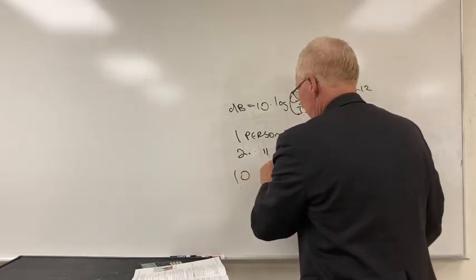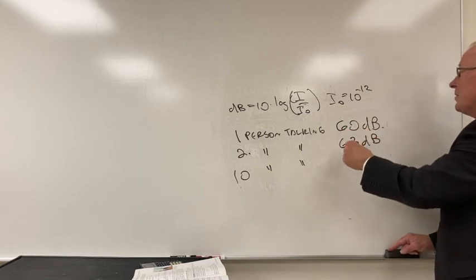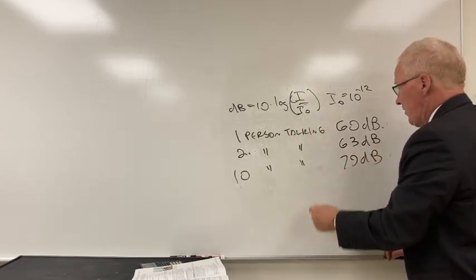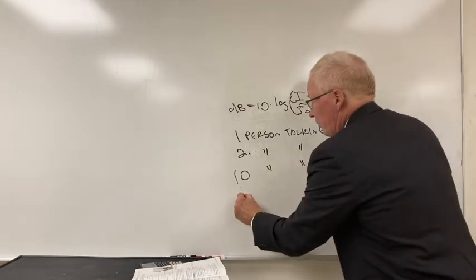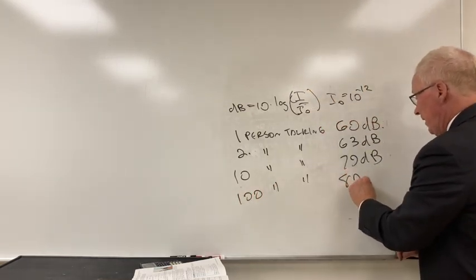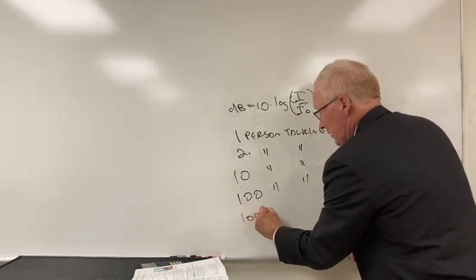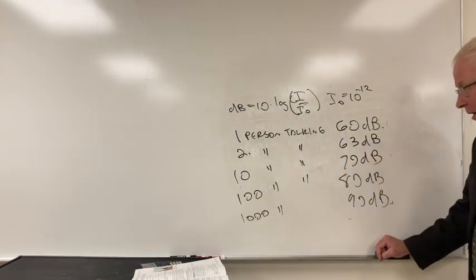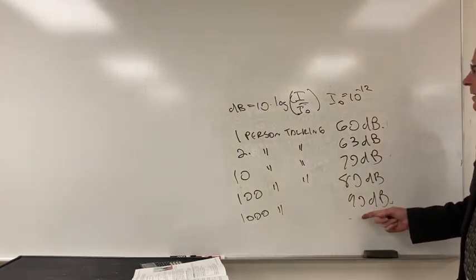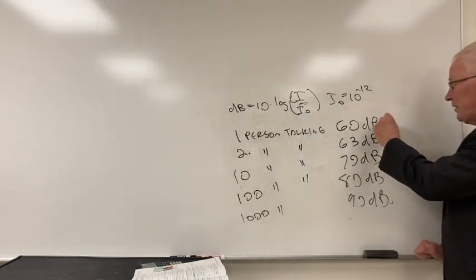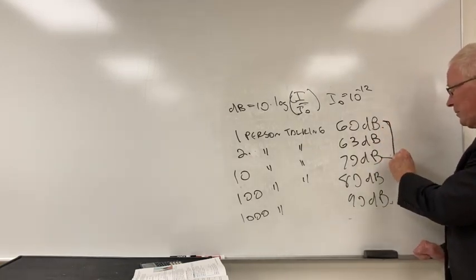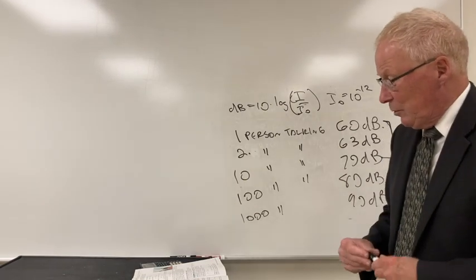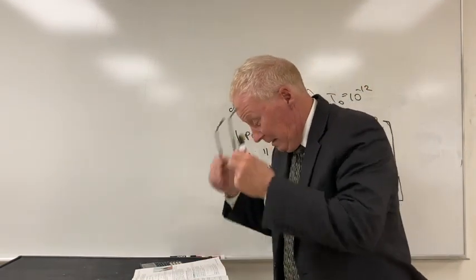If we have 10 people talking, it's going to be 10 times the intensity, so this will be 70 dB. Every factor of 10 is an increase of 10 dB. So if you have 100 people, that'd be 80. If you have 1,000 people somehow in a room, that would be 90 dB. And if you get 10,000, like in a stadium, you can get extremely loud intensities. So increasing by a factor of 10 is 10 dB, increasing by 100 is 20 dB, and increasing by 1,000 is 30 dB. So this is the decibel scale as we'll be using it.